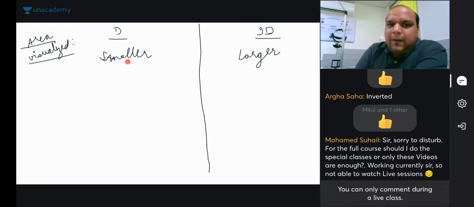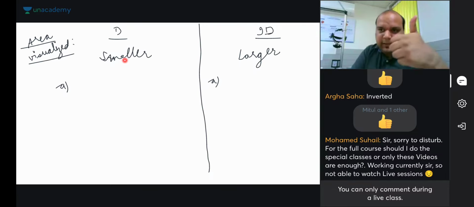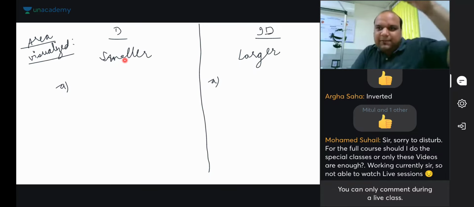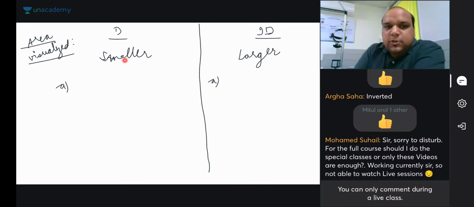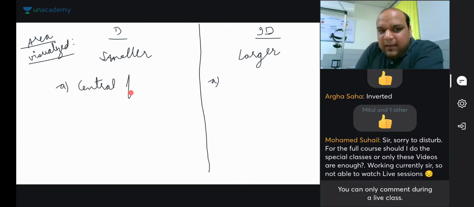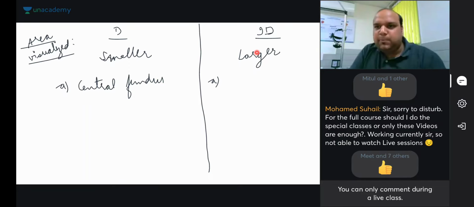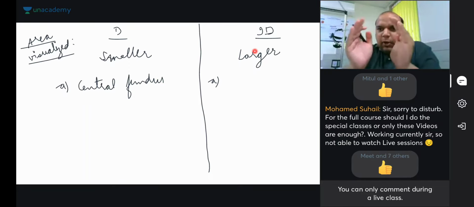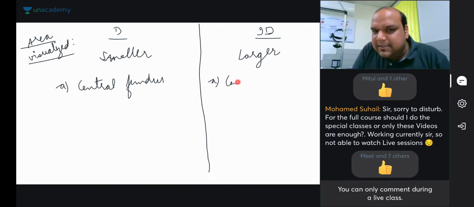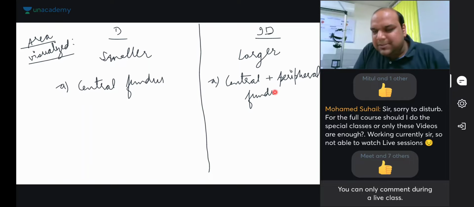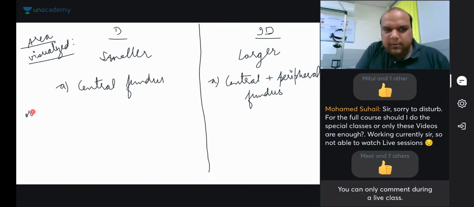Okay, everybody? Now, how to answer this question? If the area visualized is smaller, you understand this point? Do you understand that in direct ophthalmoscopy, because the magnification is up, the area visualized will be small? So if I look at the fundus, I will only be able to look at the central part of the fundus. But in indirect ophthalmoscopy, my area becomes larger, so I'm able to look at the center, and along with the center, I'm also able to look at the periphery. So I will say central plus peripheral fundus.